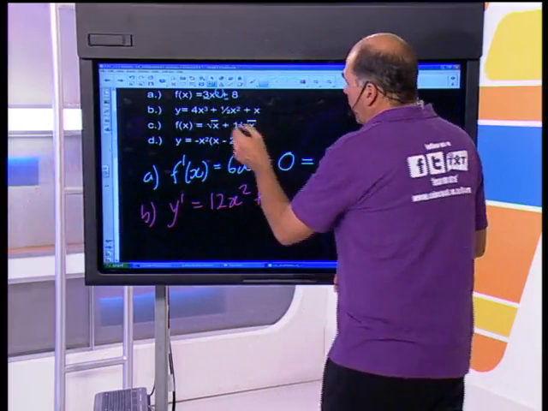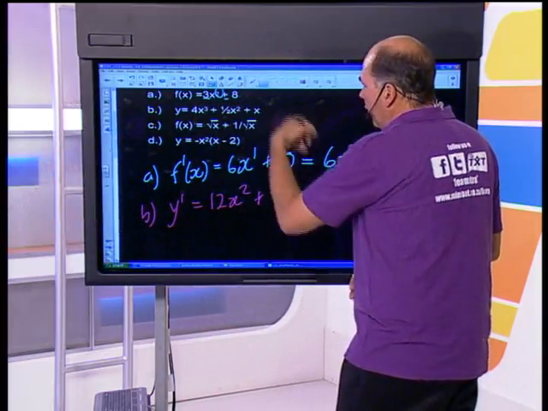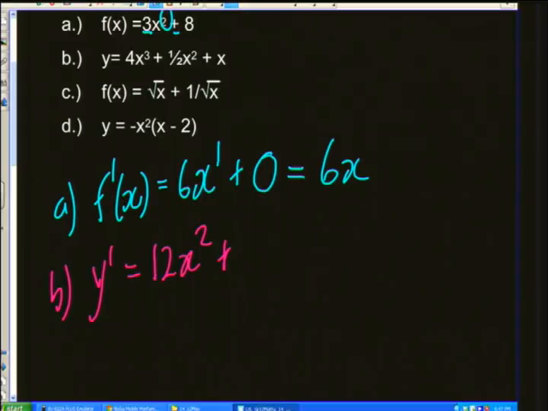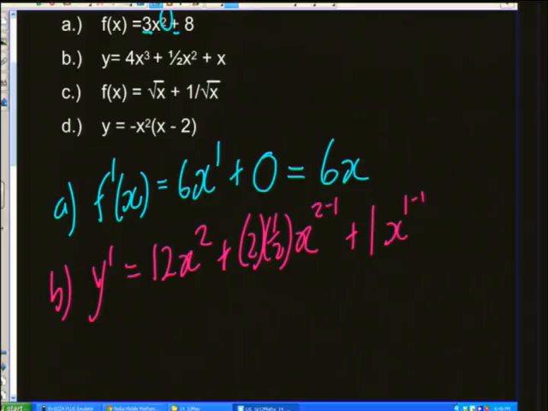So what's the next term? Half times x squared. We know that we must take the 2, multiply the 2 by half, and we get 1. So this is 2 multiplied by a half. And then we're going to go x to the power of 2 minus 1. We'll simplify that. Plus x to the power of 1. Remember, x on its own is x to the power of 1. Subtract 1, and we're going to get, this is 1 in the front, x to the 1 minus 1.